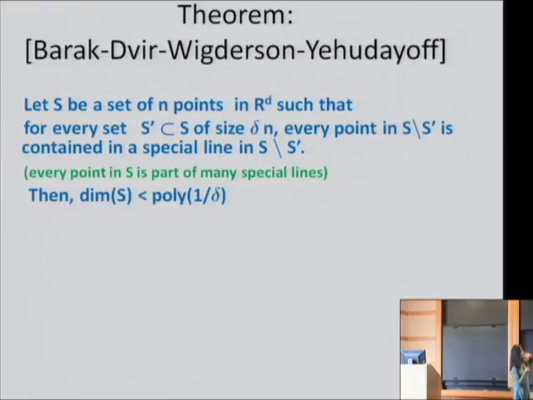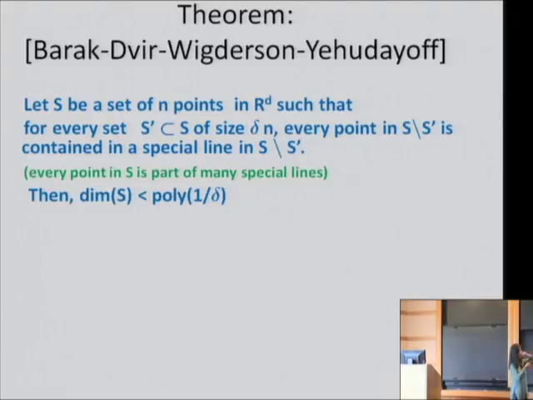Okay, so very recently there was a very interesting work by Barak-Dvir-Wigderson-Yehudayoff, and they showed the following in some sense strengthening of the Sylvester-Gallai theorem. So the Sylvester-Gallai theorem said that if every line determined by this point set is special, then the points must sit in a low-dimensional space. So they said, let's weaken the assumption. Let's say that every point in this point set is contained in many special lines. Then the set of points must be low-dimensional.